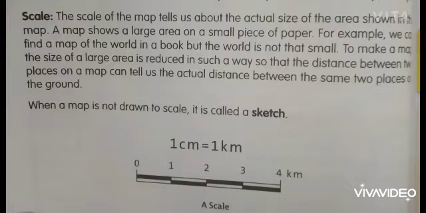Scale. The scale of the map tells us about the actual size of the area shown in the map. A map shows a large area on a small piece of paper. For example, we can find a map of the world in a book, but the world is not that small. To make a map, the size of a large area is reduced in such a way that the distance between the two places on the map tells us the actual distance between the same two places on the ground.